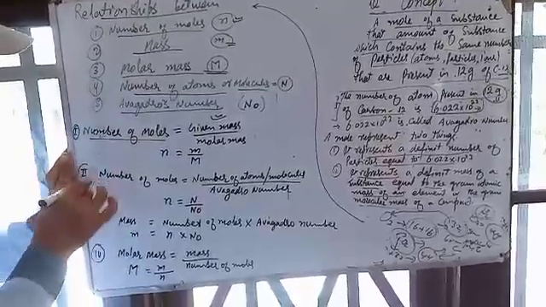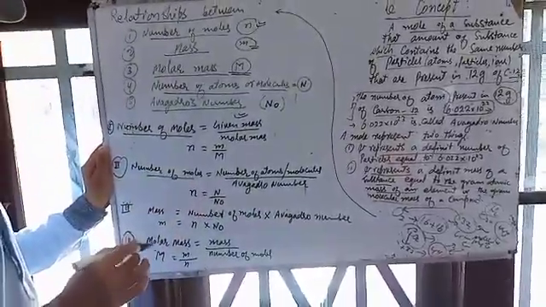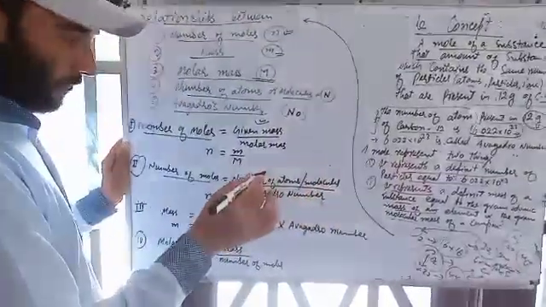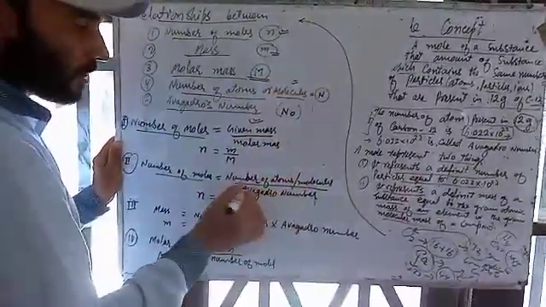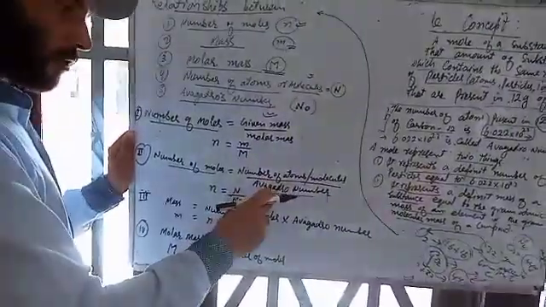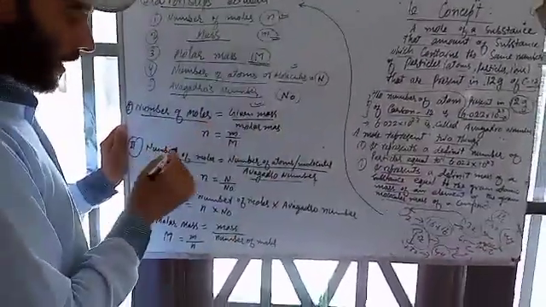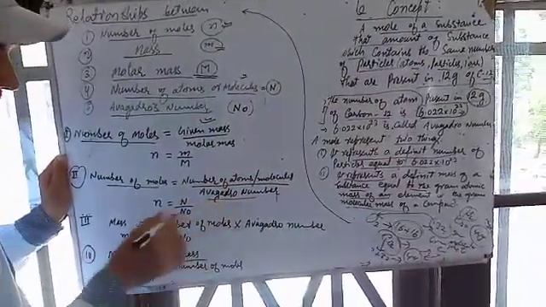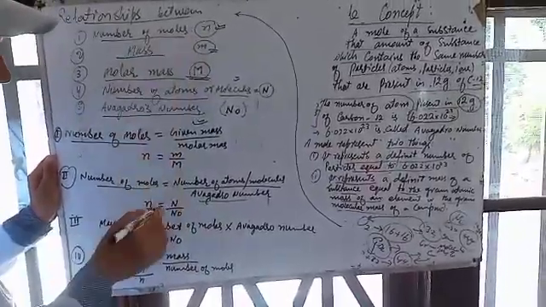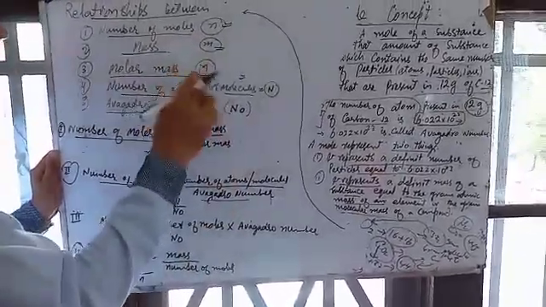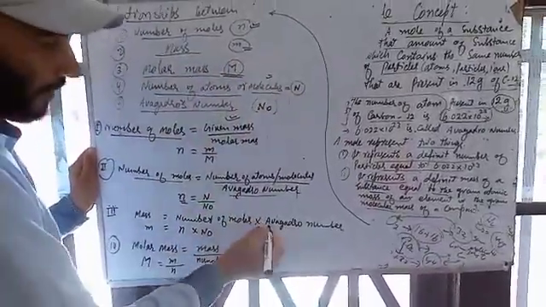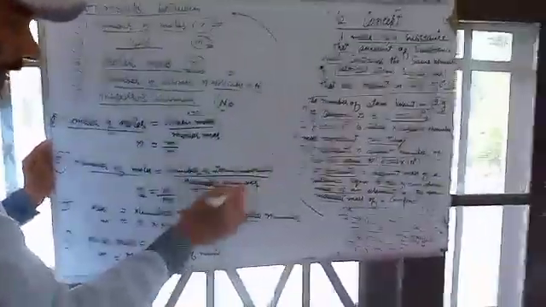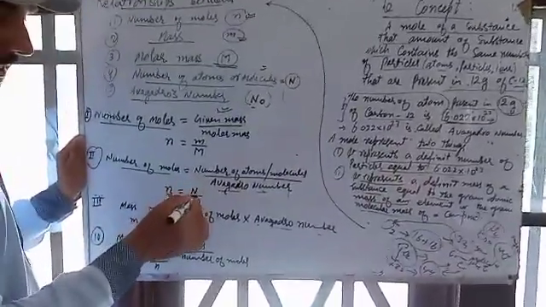Next, the number of moles can also be calculated from the number of atoms or molecules divided by Avogadro's number. That means you can calculate Avogadro's number by this formula also. Number of moles is equal to number of atoms or molecules divided by Avogadro's number. It is represented as n, small n for moles, capital N for the number of atoms and molecules, and Avogadro's number represented by N0. This one: n = N / N0.